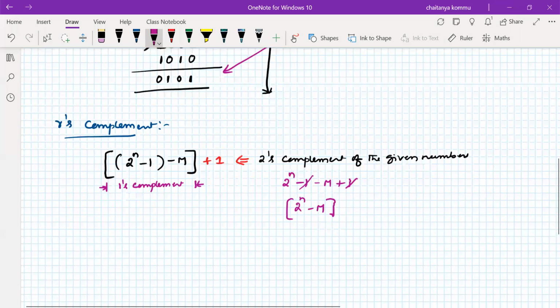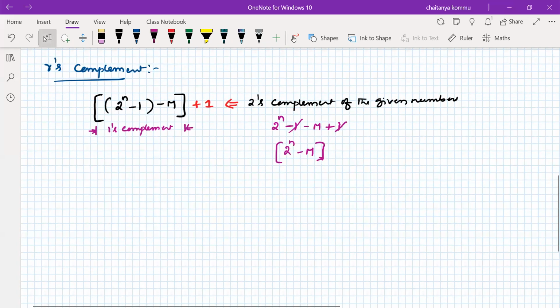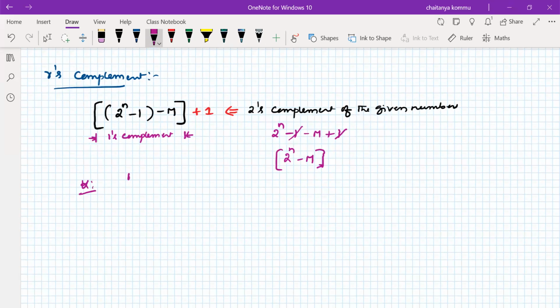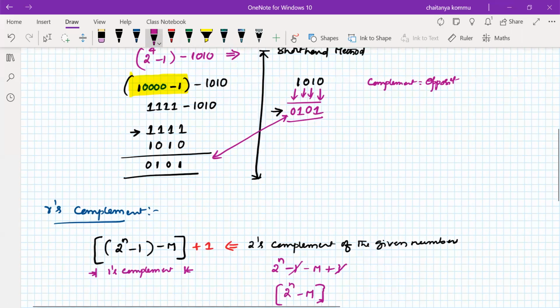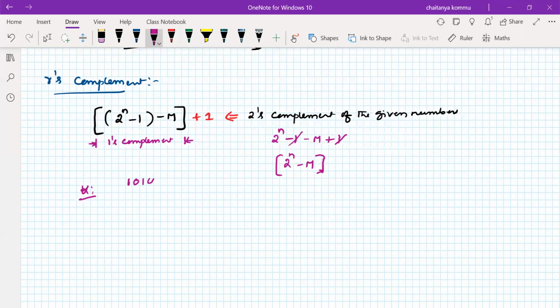Now, we don't want to go for that. For example, I want to calculate the 2's complement of 101. What is its 2's complement? I don't want to go for these manipulations. I will do only one thing. First, I calculate the 1's complement, then add 1. What is the 1's complement of 101? Bit by bit complementation gives 0, 1, 0, 1. Then you have to add 1.